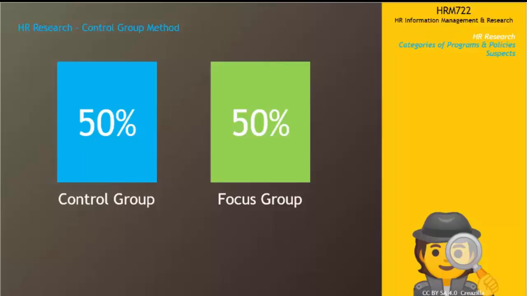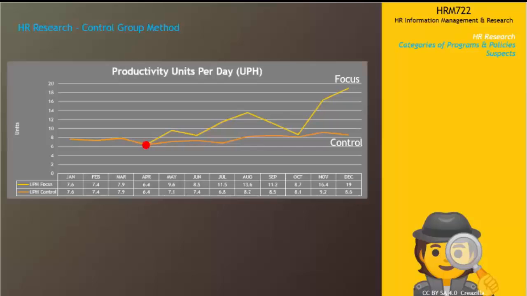But the 50% in the focus group, or officially the experimental group, apply the treatment to them, expose them to the treatment. In this case, the treatment is training. Training we're going to use to improve productivity. That's the behavior. So then let's keep an eye on both of them. Now, I did a little chart just to show you. Up to the red point, that's when the training started. Before that, all 100% of people were exactly the same.